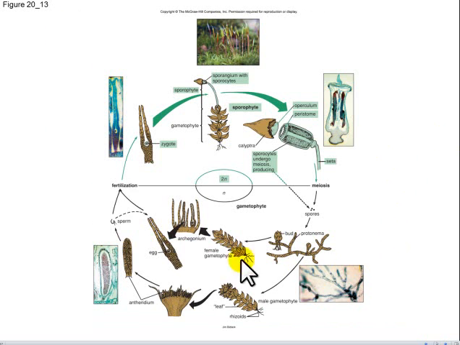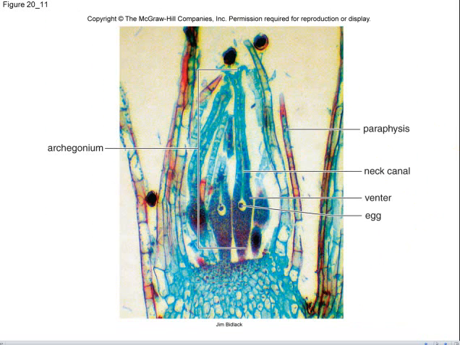So what do we got here? We're going to start down here and work our way around in pictures. First, the female structures on the gametophyte side. Here's a picture from your book. What is each one of these little bottles called? An archegonium. What's at the bottom of each bottle?